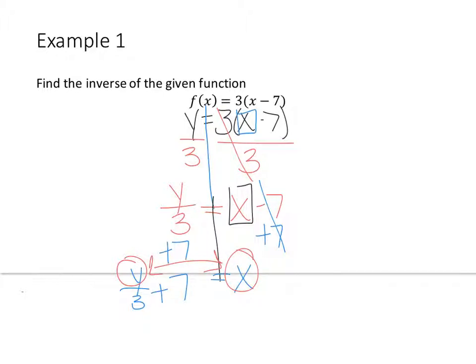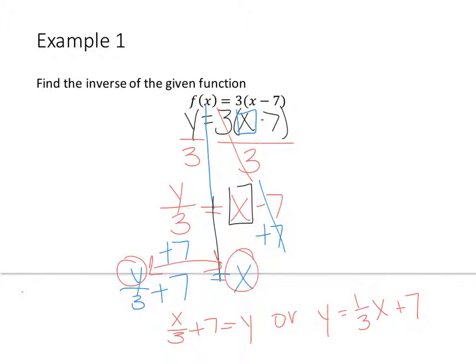Because now, if I wanted to graph this, I would say this would be x divided by 3 plus 7 equals y. Or y equals x over 3 plus 7. If I wanted to graph this, my slope would be 1/3 and my y-intercept would be 7.